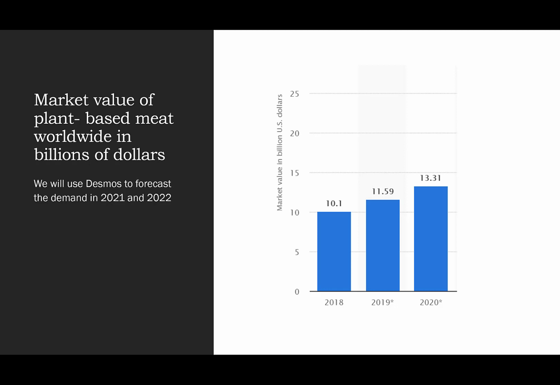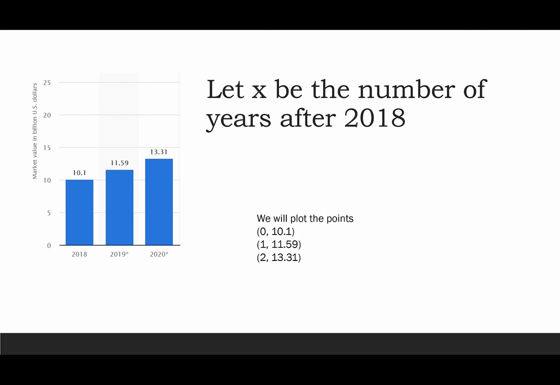Anytime we want to find a trend line or a line of best fit, we're going to start by turning these into points. So the points I'm going to put in are (0, 10.1), (1, 11.59), and (2, 13.31). What I did here is I used the x value as the number of years after 2018. You're going to find that I do this often just to make it easier to interpret our graph and to have a smaller coordinate system to look at.